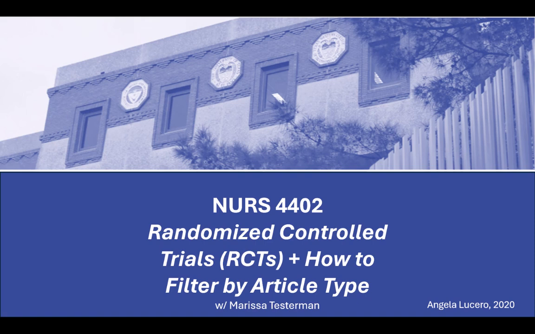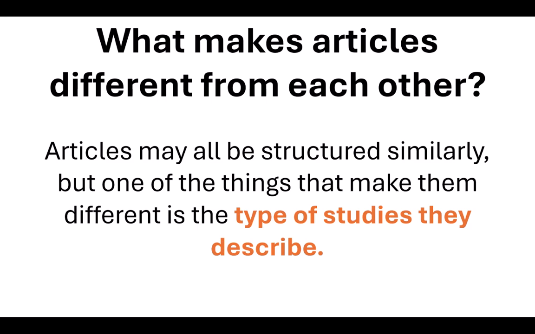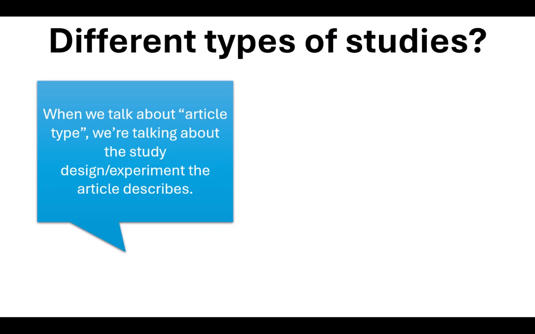Randomized controlled trials, also known as RCTs, and how to filter by article type. What makes articles different from each other? Articles may all be structured similarly, but one of the things that make them different is the type of studies that they describe. What we mean by article type is the study design or experiment the article describes in its method section.